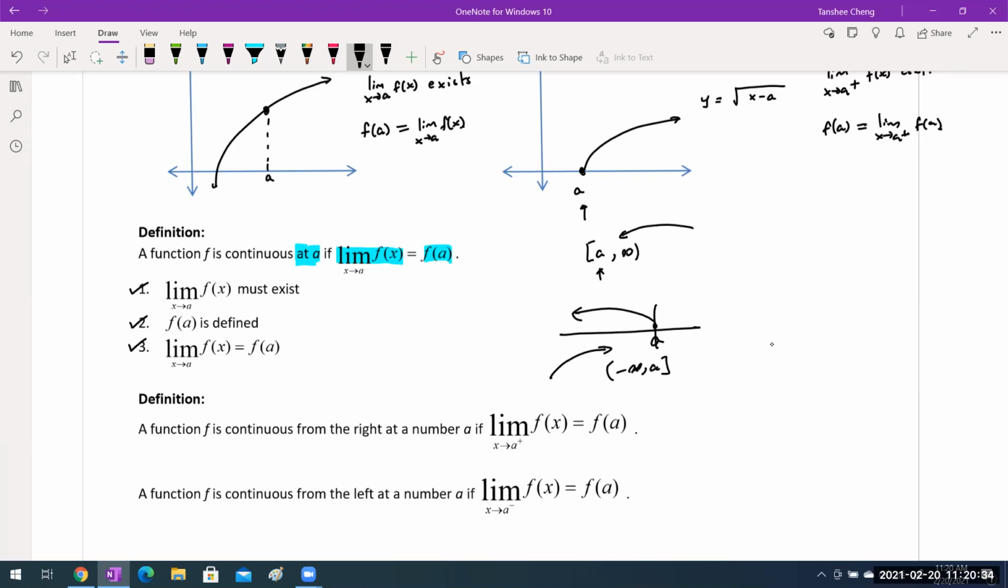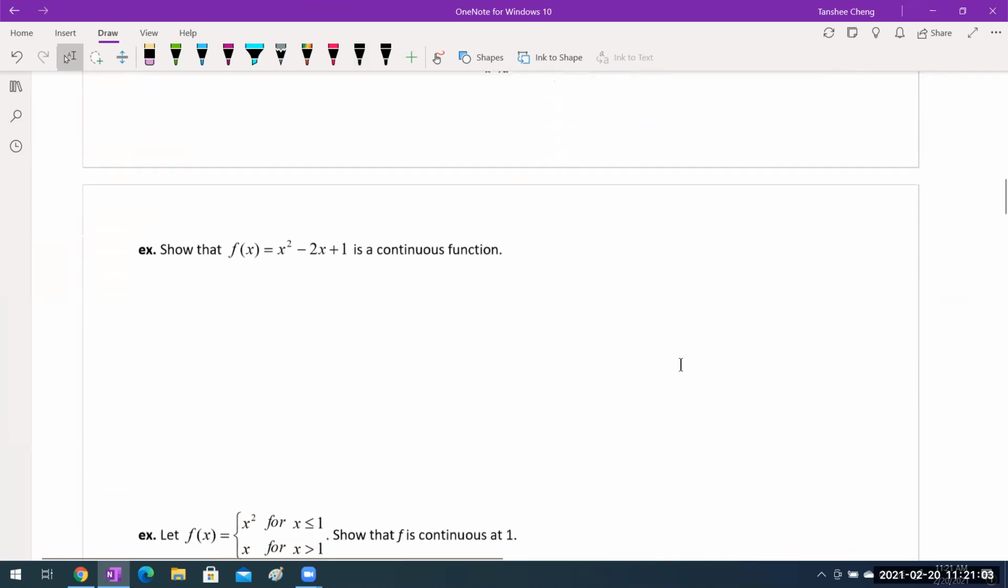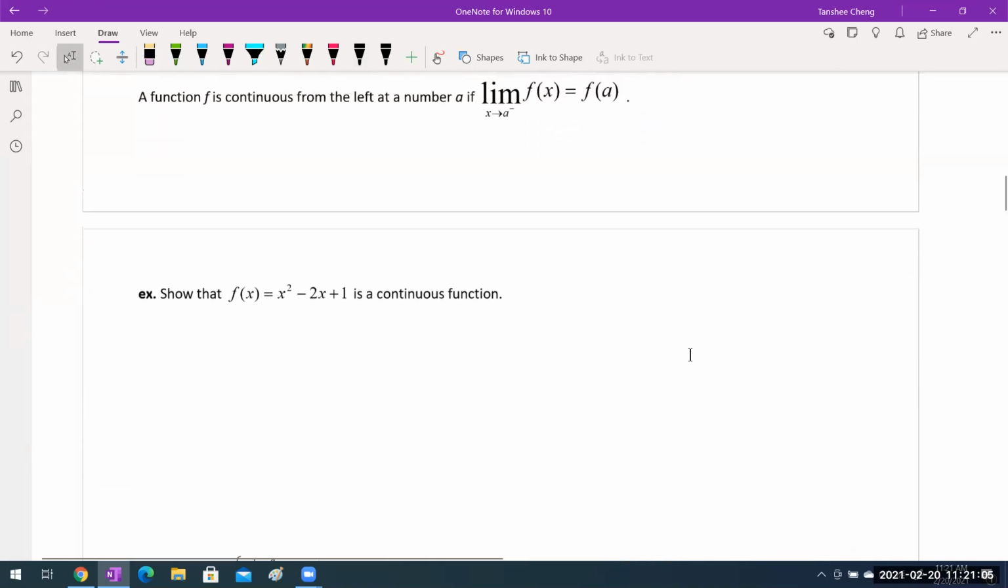So that's why you can see right here, left-side continuity and right-side continuity, specifically using plus or minus signs on the limit, right? Because we don't know in a problem whether we will be proving the left endpoint or the right endpoint must be continuous, right? And we will talk about that example soon. So now let's move into the example of proving a continuous function, right?